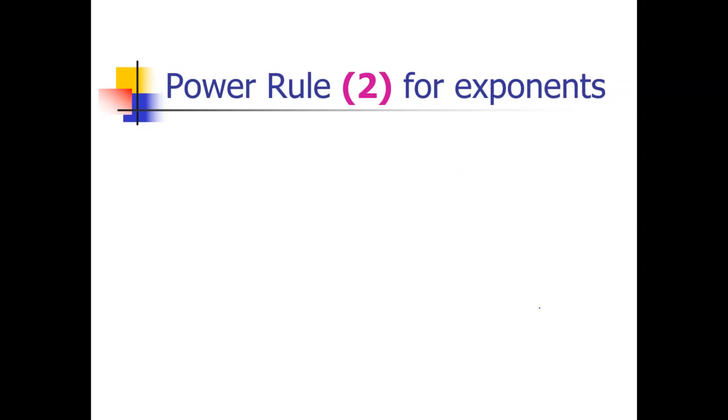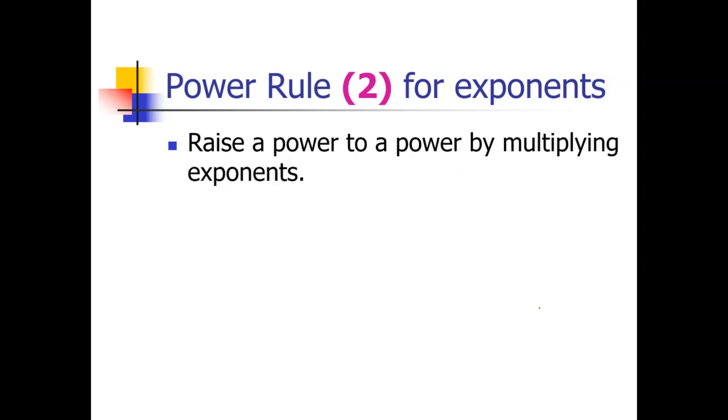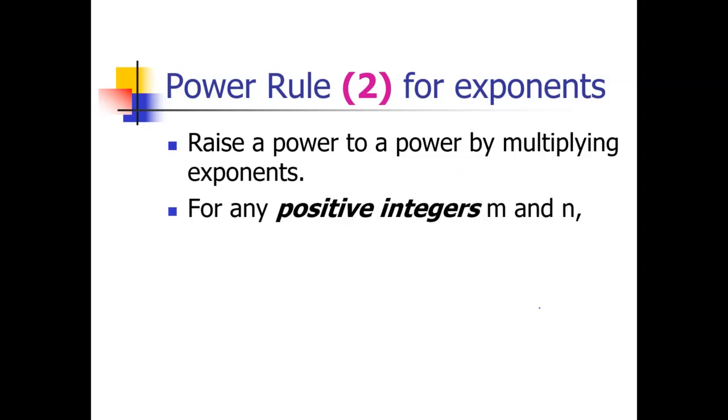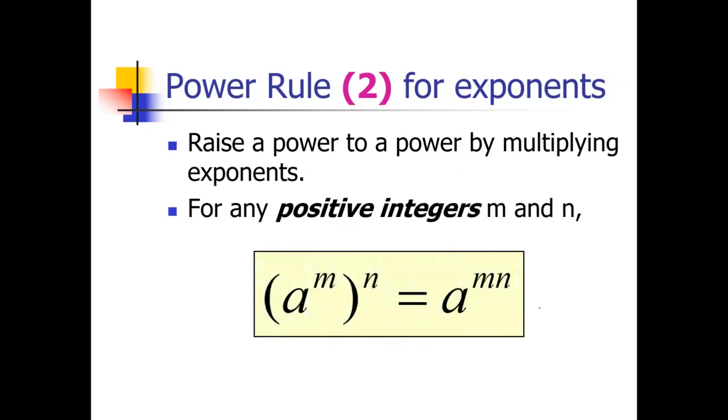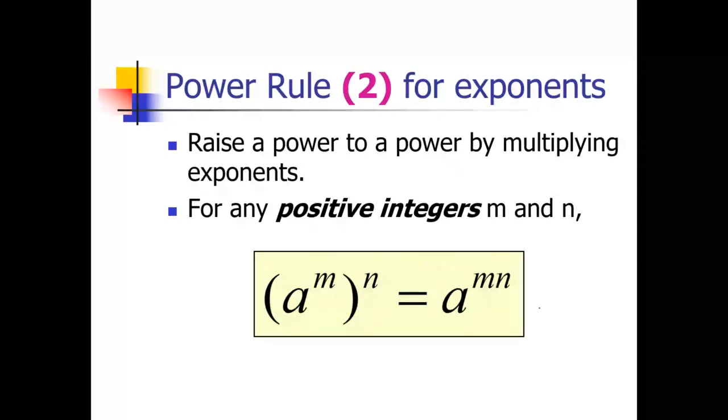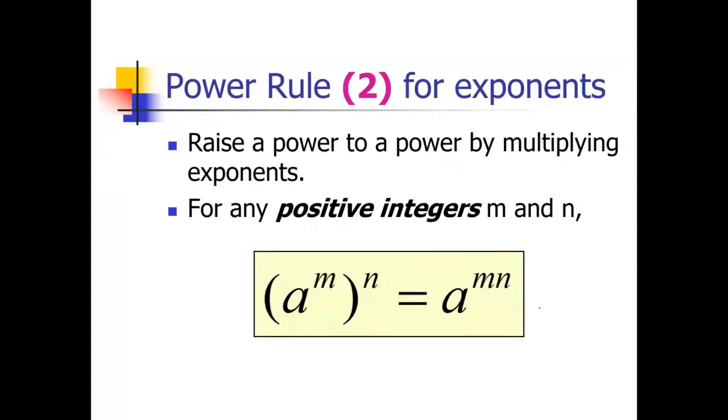Let's move on to the power rule for exponents. We have 3 power rules. This is the first one I'm showing you. Raise a power to a power by multiplying exponents. So for any positive integers m and n, you have a to the power n, raised to the power m. So when you have a power and then again the entire thing has a power again, you multiply those 2 numbers. So you just multiply m times n, and that way you will be able to get rid of the parentheses.